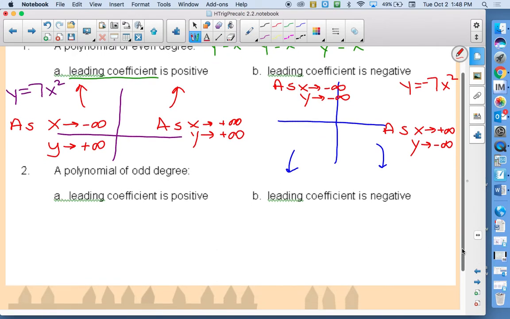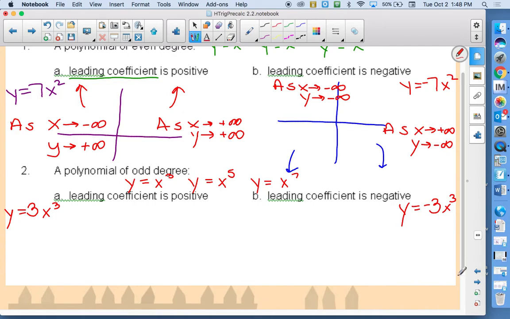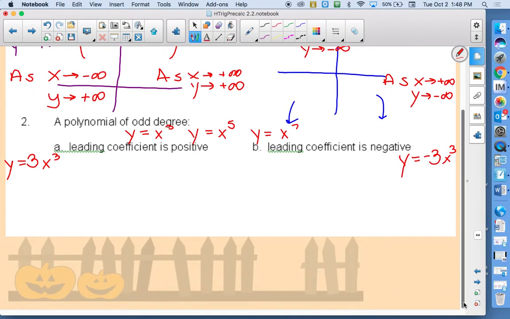And then talking about odd powers, so now we're cubed, maybe to the 5th or to the 7th. So you can make any equation that you want to use here. Just having something to think about. So 3x cubed and negative 3x cubed. Draw yourself a little sketch of the end behavior and then write the notation.